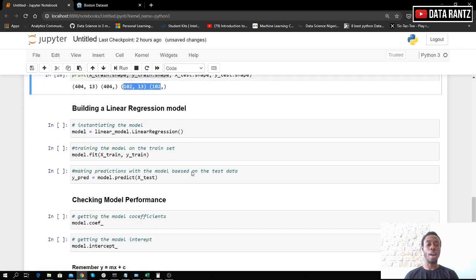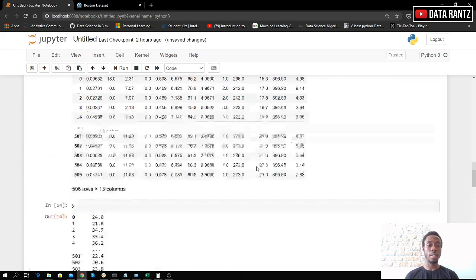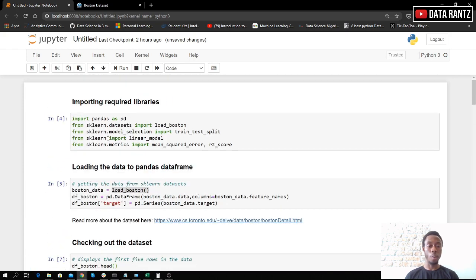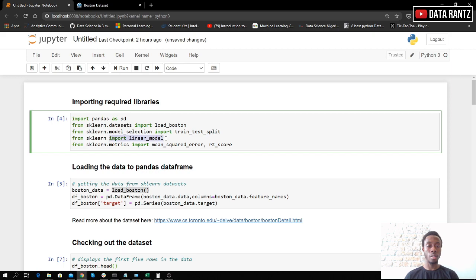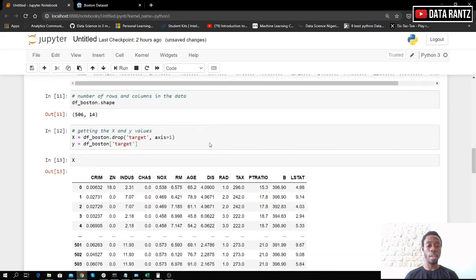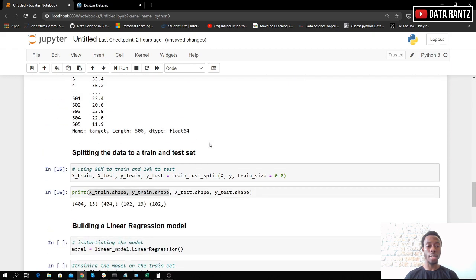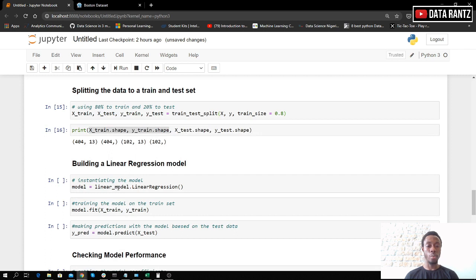So let's build our linear regression model right now. Just as we've already imported the linear model from here, we're just going to call the linear regression method on that model. We call the linear regression method from that module and name it model. So we are instantiating the linear regression method with the name model.